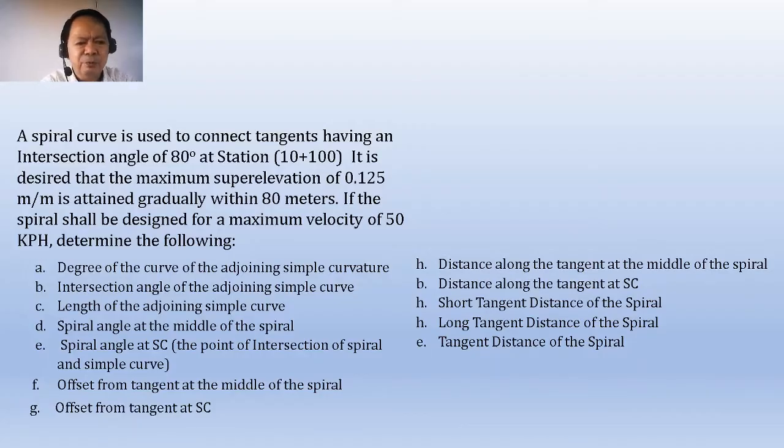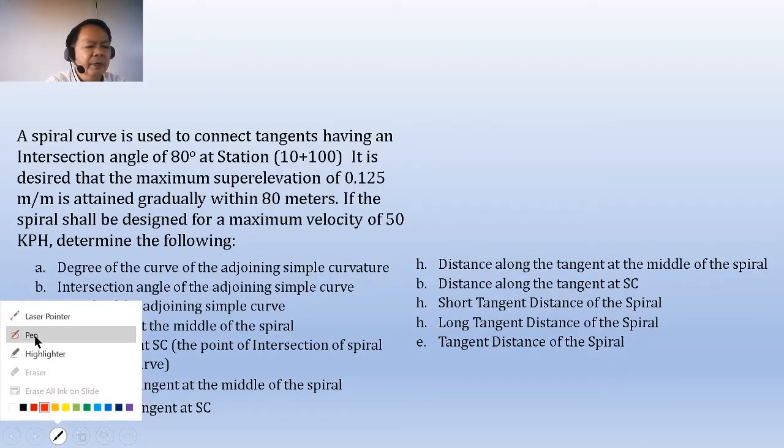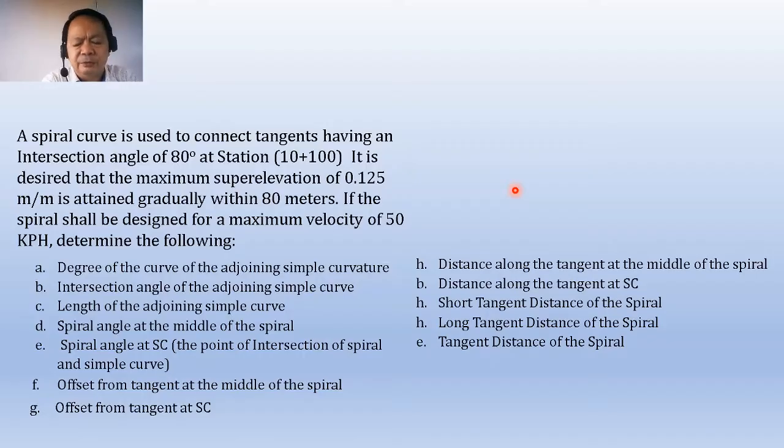Kaya mas mabuti kung sa ating analysis ay maipakita natin muna itong illustration para mas lalo nating maunawaan ano ba itong tinatawag nating degree of the curve of the adjoining simple curvature, how are we going to compute for this intersection angle, the length of the adjoining simple curve as well as the spiral angle. Ito na halos yung halos lahat ng ating element na ipinapahanap dito sa ating problem. So let us try to analyze by defining first our given.